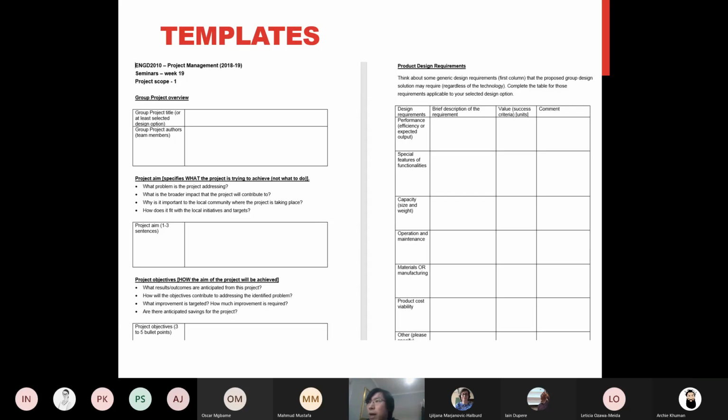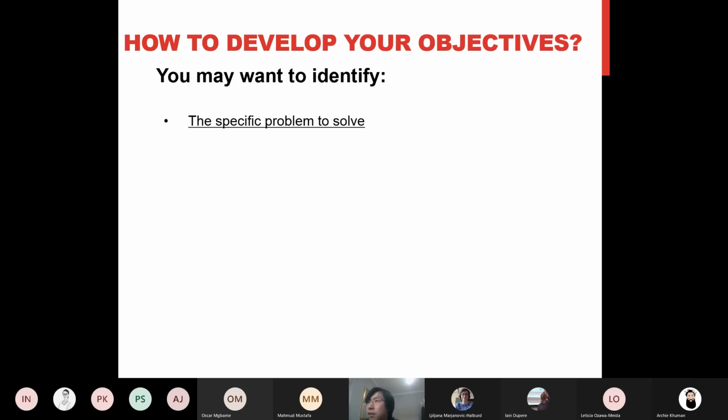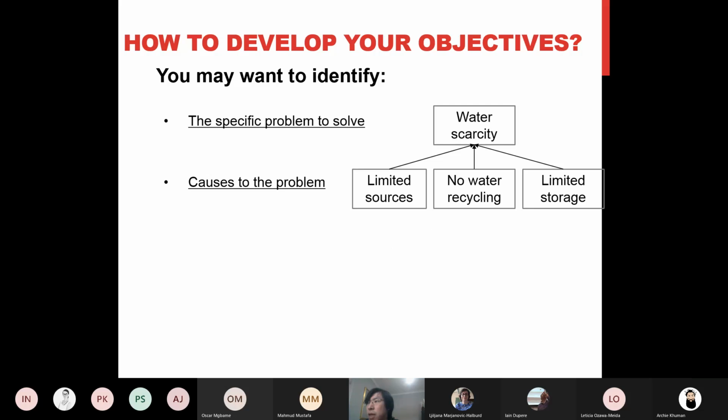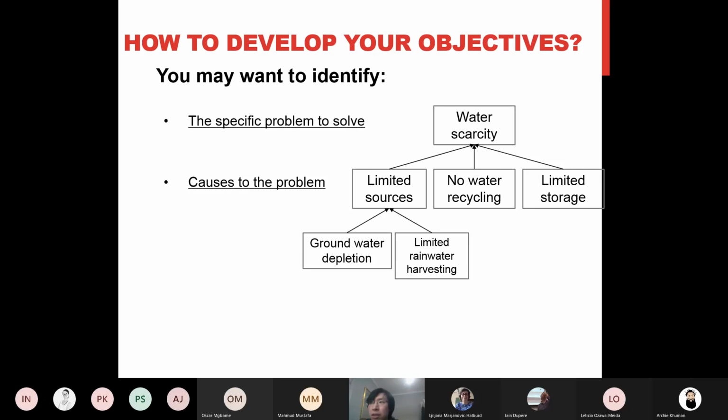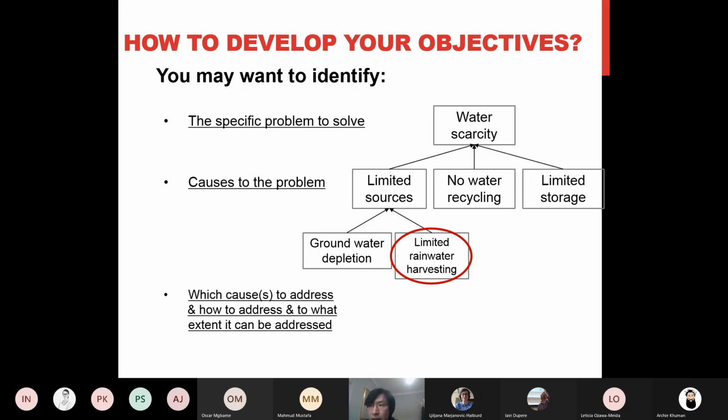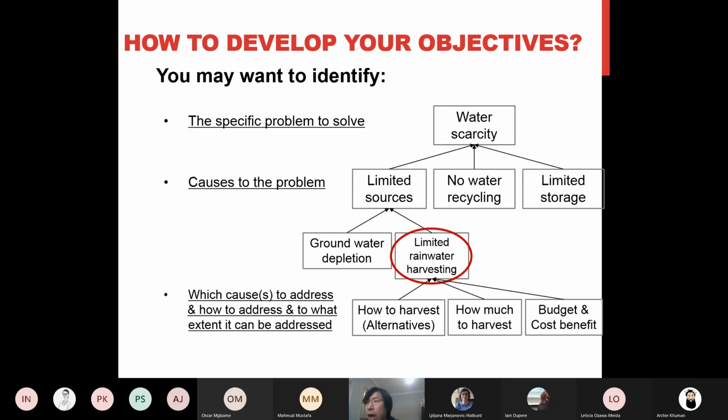For example, by using the template, they can understand what specific problem they need to look at, for instance, water scarcity, and what are the causes of the problem. And based on that, to understand the factors that pose the issue, and then select one of the key factors and think about to what extent they can solve the problem. So this kind of root cause analysis really helps the students understand how to develop their aim and objective step by step.